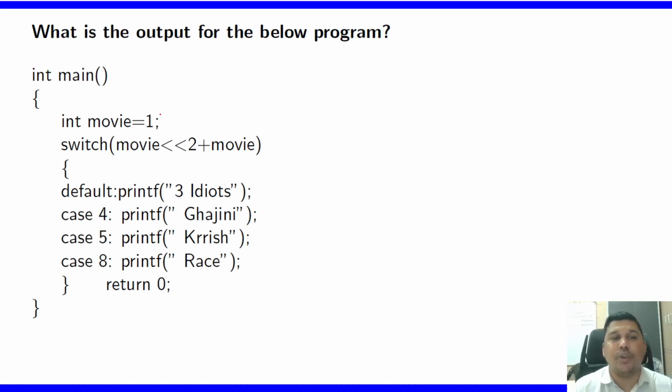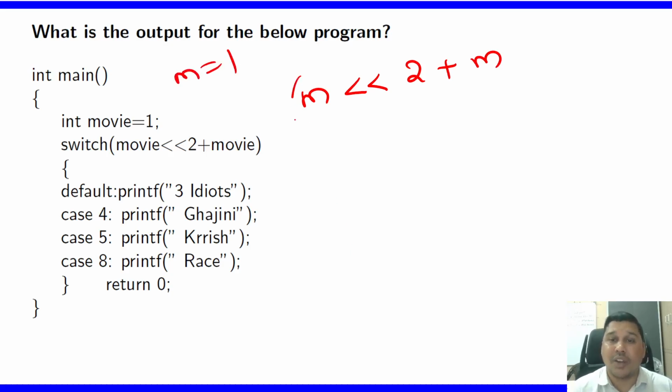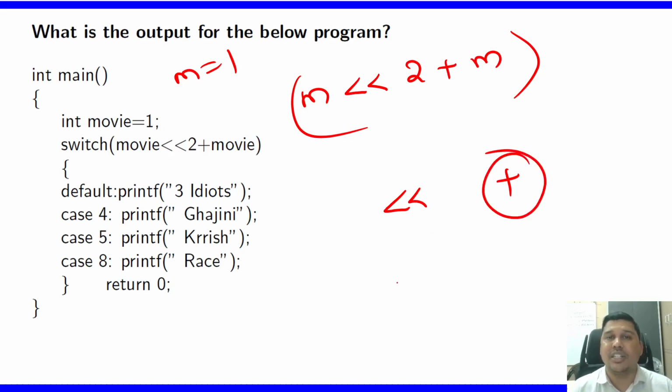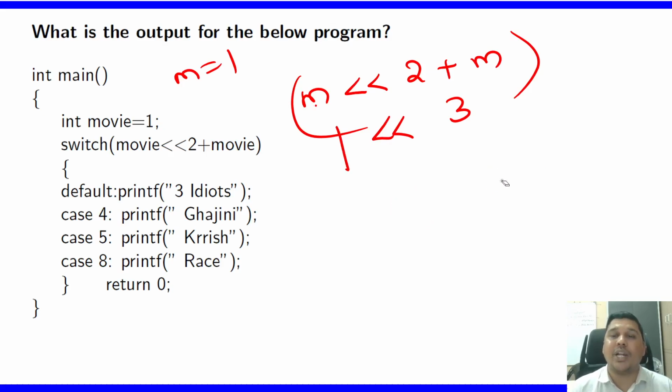See this question: m is equal to 1 and switch of, there is an expression here. What is the expression? m left shift 2 plus m, and the m value is given as 1, right? So I have to evaluate this expression first. Among these two operators, left shift and plus, which one do you think has more priority? The plus operator has more priority compared to the shift operator. So what does it become? 2 plus 1, it becomes 3. What is the m value? The m value is 1. So you have to find out the value of 1 left shift of 3.